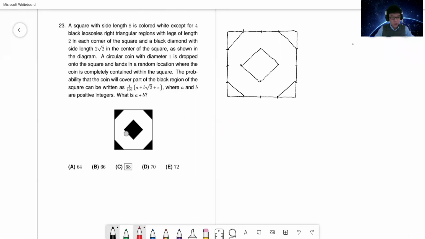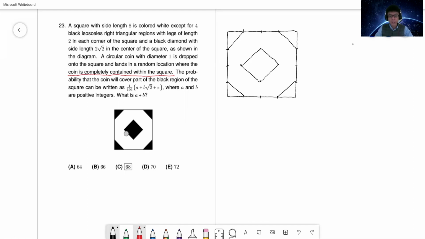Question 23. Here is a square with side length 8. And it's colored white except for isosceles right triangle corners. And on the center, we have a black square with side length 2 root 2. Now we drop a coin, a circular coin with diameter 1 onto the square, such that the coin is completely contained within the square. What's the probability that this coin will cover part of the black region?